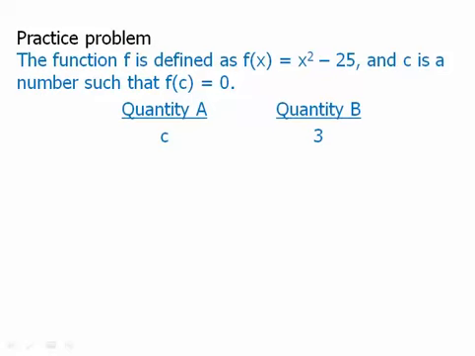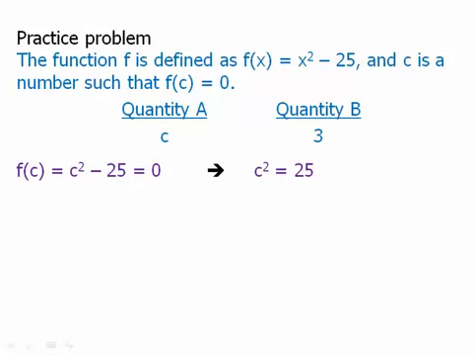Okay, this is one that involves function notation. So don't be intimidated. Sometimes they will throw function notation at you. They define the function notation, and c is a number such that f of c is 0. So let's think about this. F of c equals 0. So in other words, what that would mean is c squared minus 25 equals 0. Well, if we rearrange a little bit, that would mean that c squared equals 25.